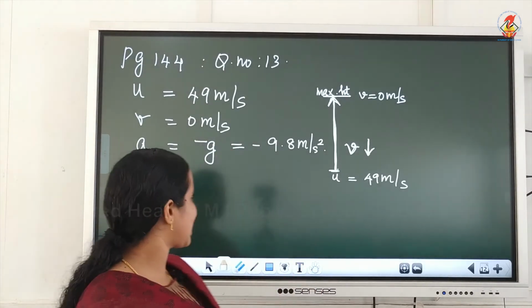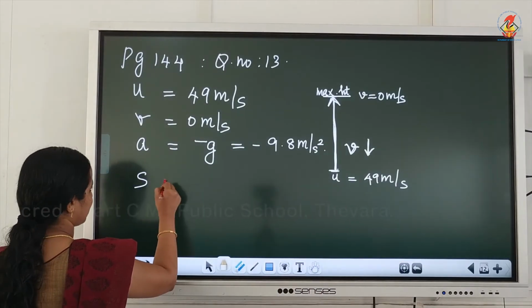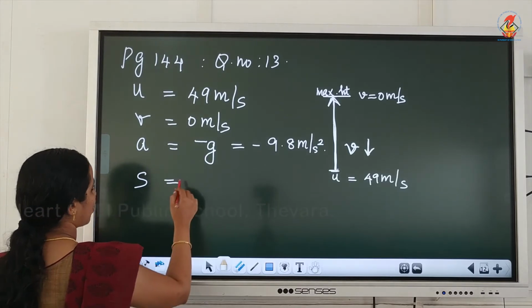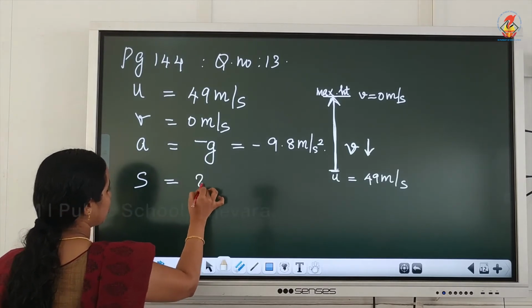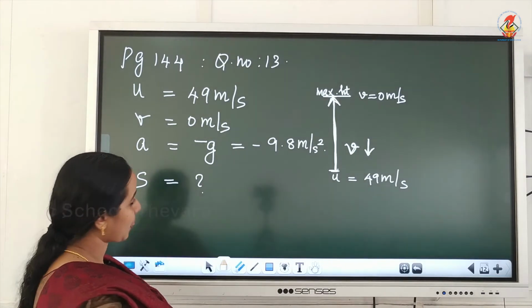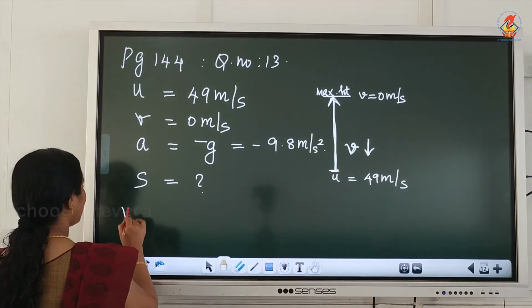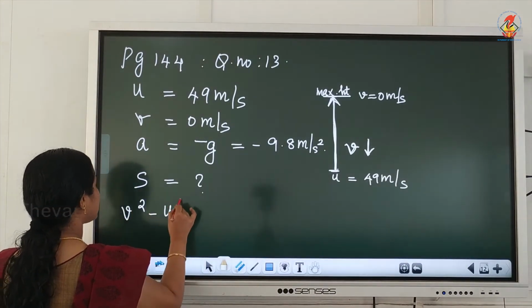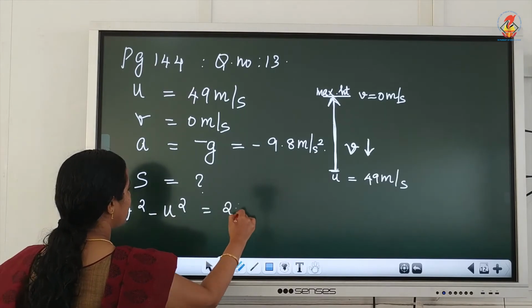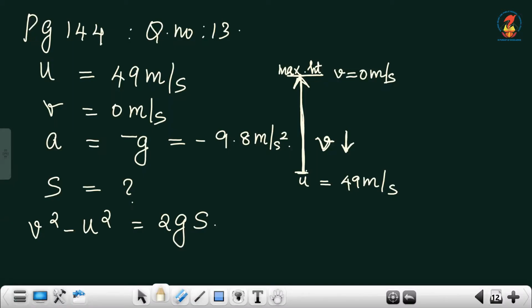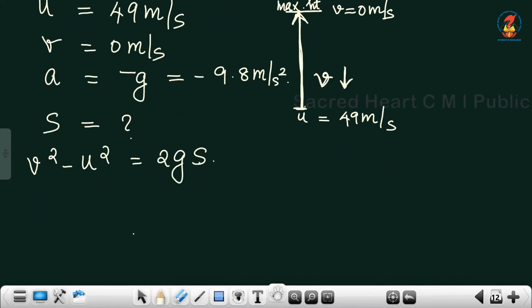Okay. So, these are the values given in the question, and the first subdivision is to find the maximum height to which it rises. So, you need to find the height or the distance, S. We have the equation v square minus u square is equal to 2gs, our third equation of motion. v is given, u is given in the question, the value of g is known, we need to find s. Let us substitute the values.